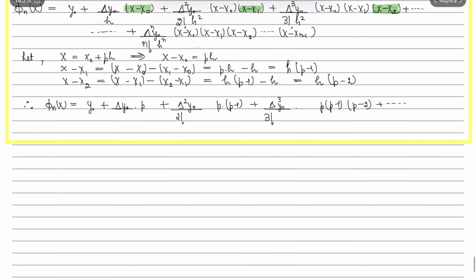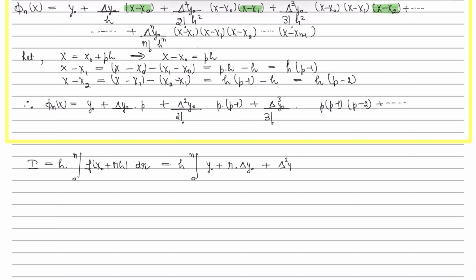So the integration will become I is equals to h into integration 0 to n f of x naught plus r times h into dr. This will be equals to h times integration from 0 to n y naught plus r times forward difference y naught plus second forward difference upon 2 factorial into r into r minus 1 plus third forward difference upon 3 factorial into r into r minus 1 into r minus 2 and so on.